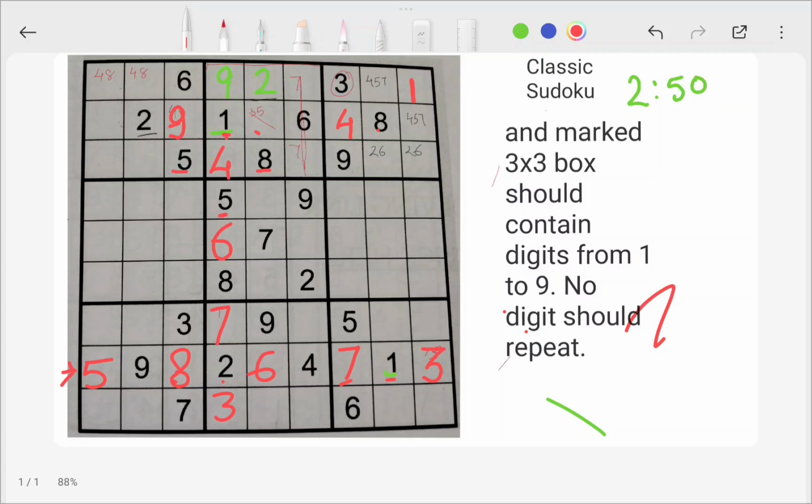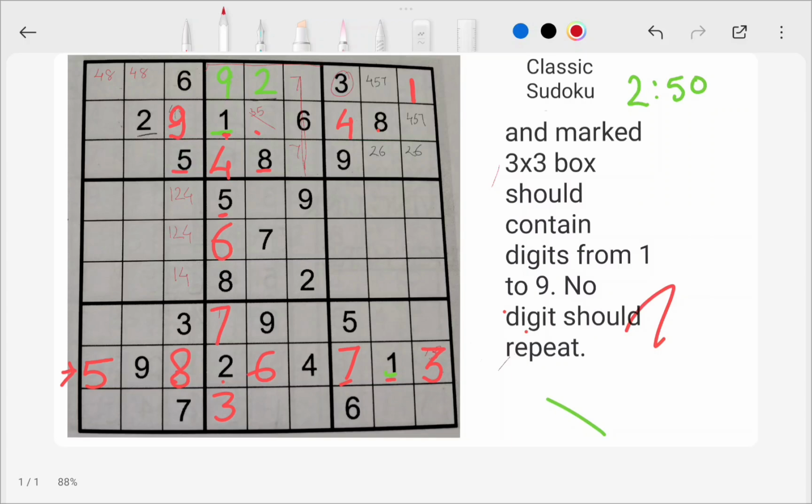Now column number 3, only 3 cells are left. So 1, 2 and 4. So we'll do the pencil marking. We'll get 1, 2 and 4 triplet. And from this we can erase 2, eliminate 2, and we'll get 1, 4.